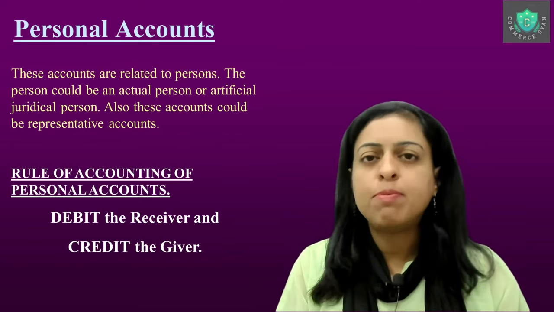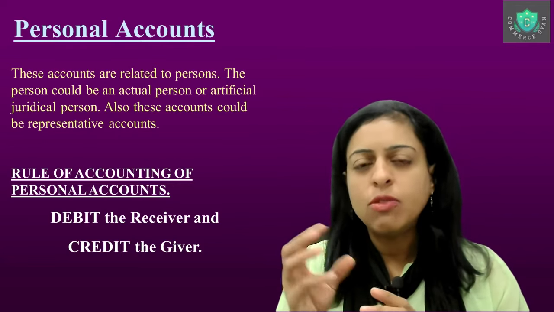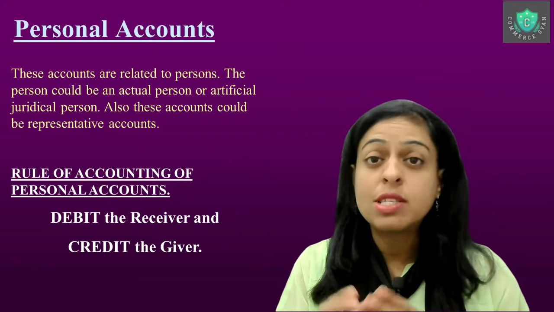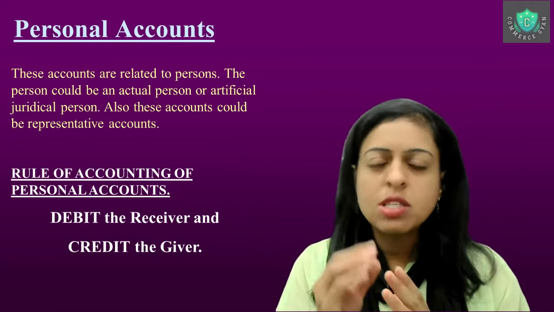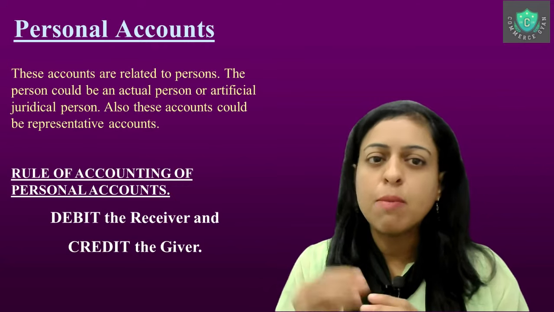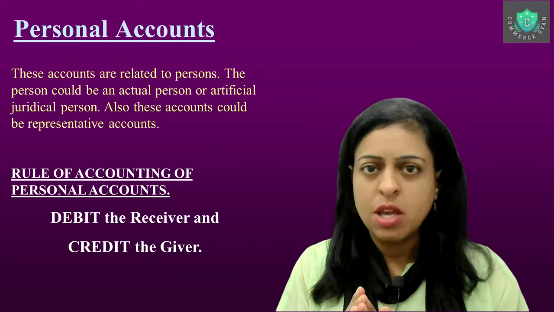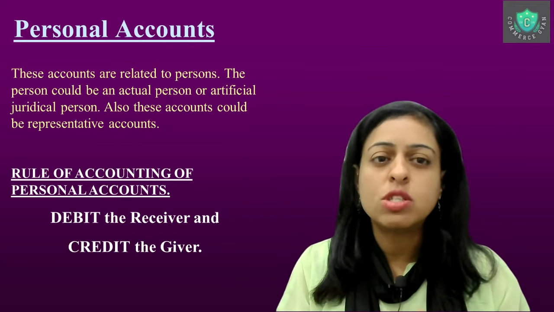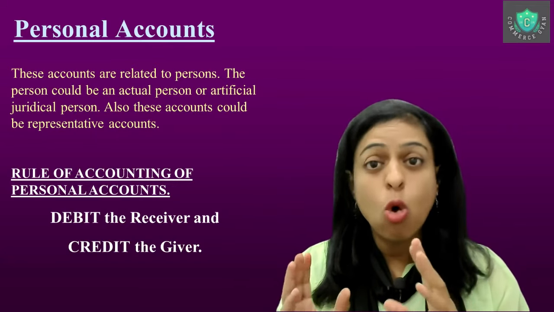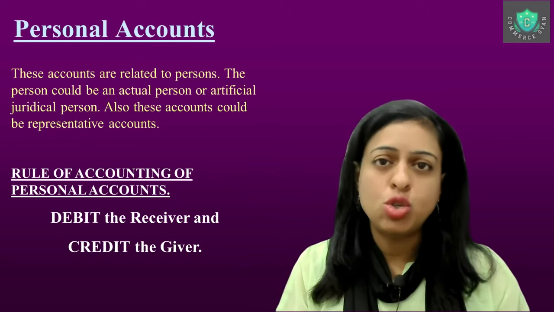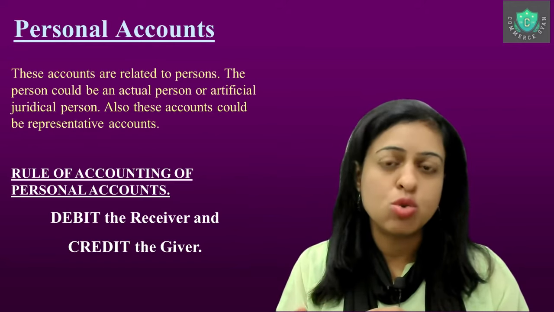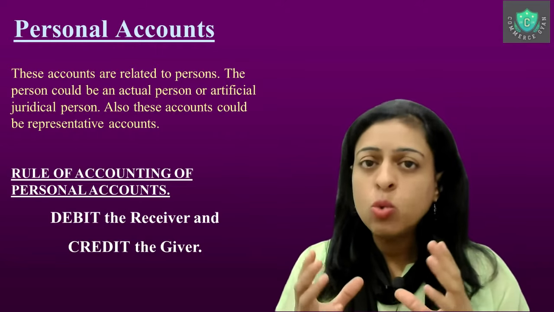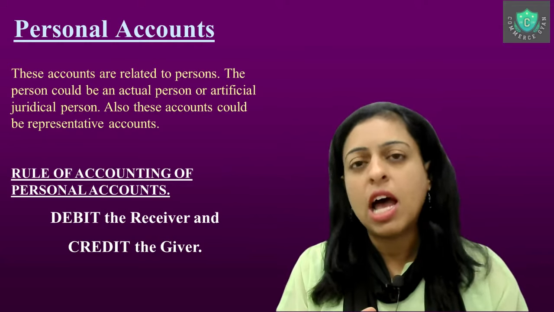So that name represents a particular person, and we say that the personal account is also connected with a person. This is the first part, that the person would be an actual person. Secondly, if you see the details given in this definition, you will see that the person could be an actual person or an artificial juridical person. What do you mean by artificial juridical person? It means that it could be an entity which has its own existence in the eyes of law.